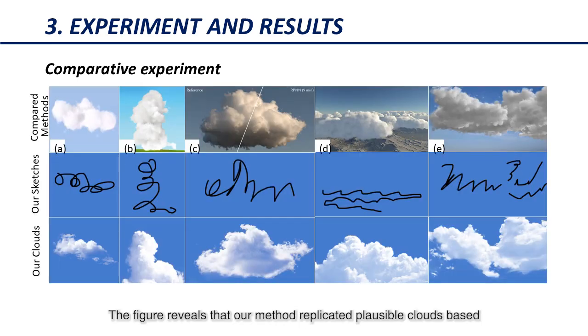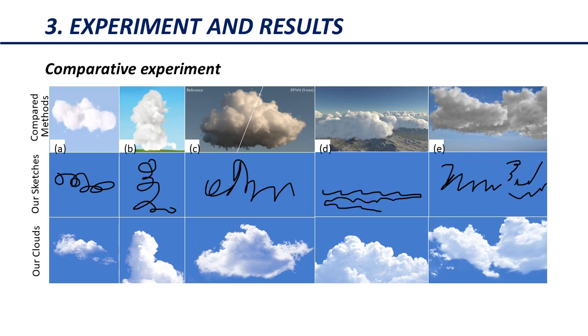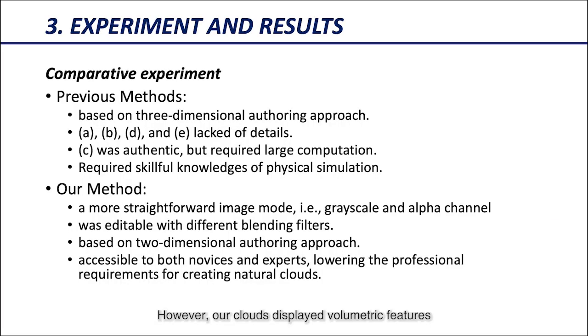The figure reveals that our method replicated plausible clouds based on the results obtained and easily created volumetric clouds of defined shapes. Compared to A, B, D, and E, our clouds have more details in the fuzzy boundary, shading, and scattering. In C, the cloud was created using deep learning rendering, thus achieving a better volumetric visual effect than ours. However, our clouds displayed volumetric features with a more straightforward image mode. Our method introduced a straightforward and efficient cloud sketching approach accessible to both novices and experts, lowering the professional requirements for creating natural clouds.